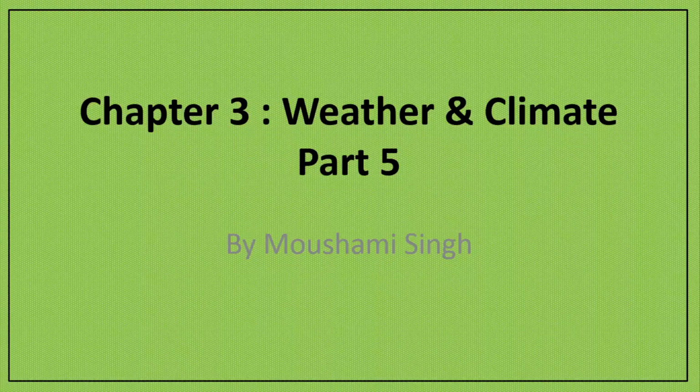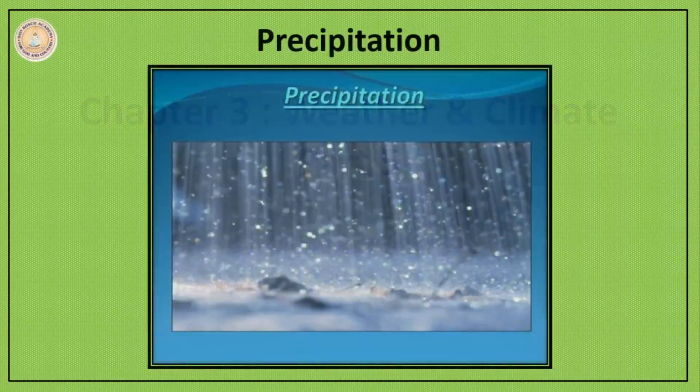Precipitation. So today we will be learning in detail about precipitation. Now, what is precipitation? Continuous condensation of water vapor in the air results in the formation of minute droplets of water. When these droplets join together, they become bigger drops, which become too heavy to float and they start falling down. This process is called precipitation.